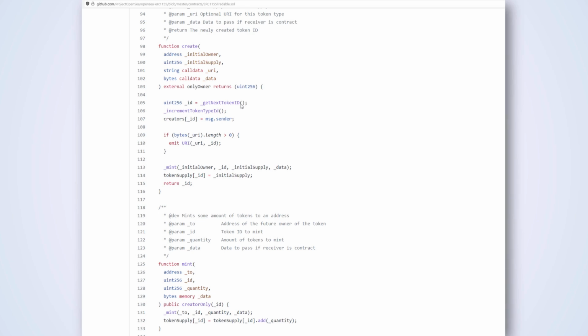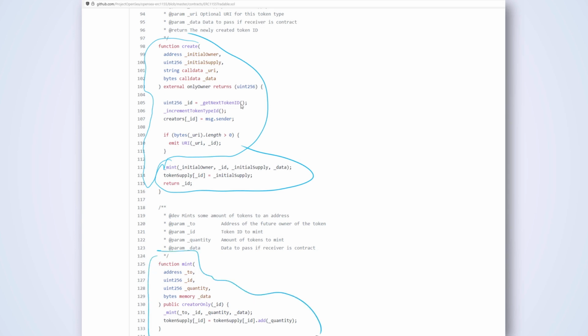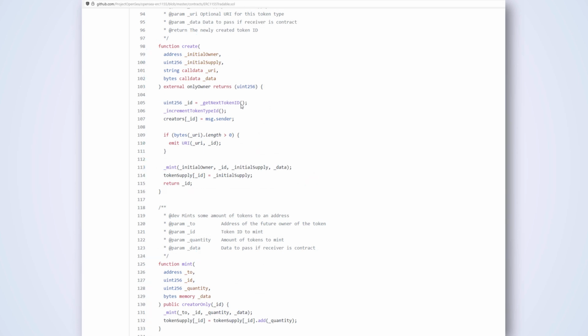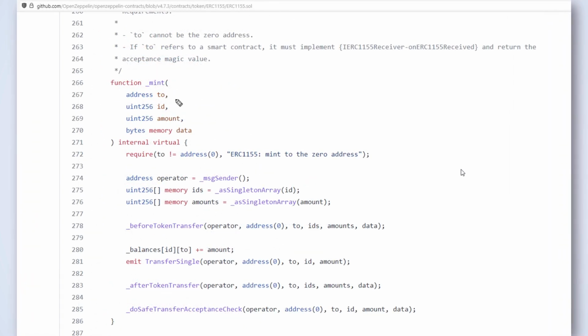So this is what I was talking about. This one is the OpenSea implementation where you first create a token, and then internally you mint a token, and then you mint more tokens for a specific token ID. Versus the OpenZeppelin version, where you just mint something for a new ID that doesn't exist yet, and then it gets created with the amount of tokens attached to it.